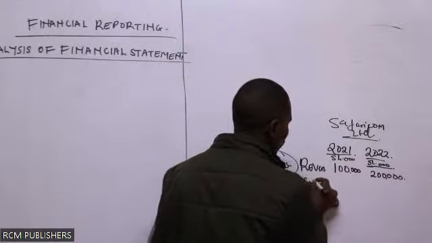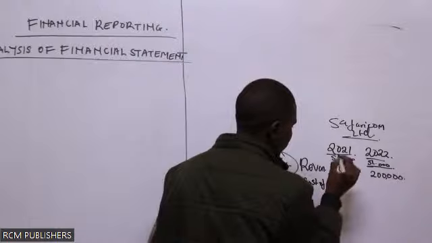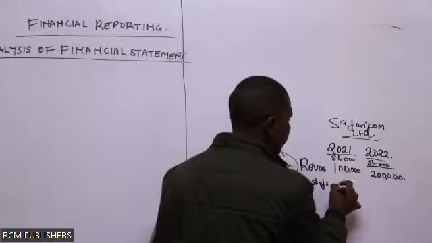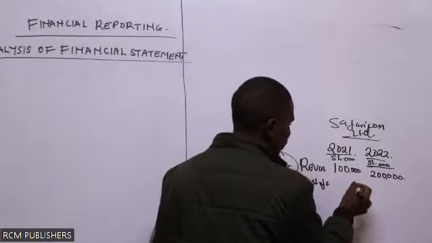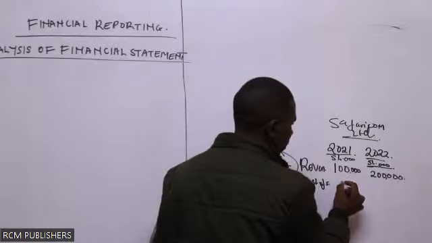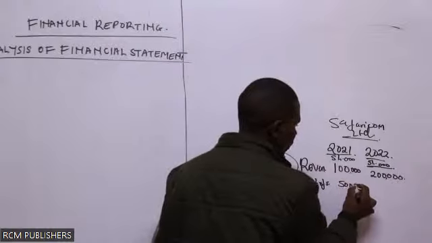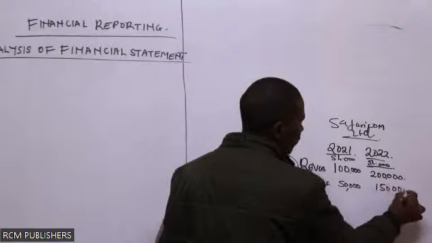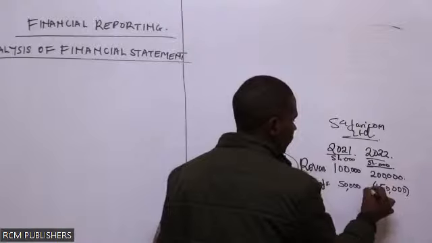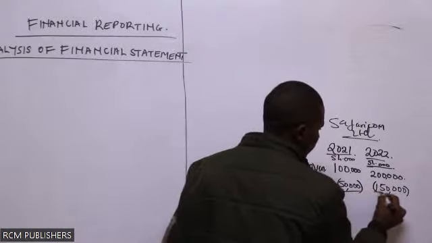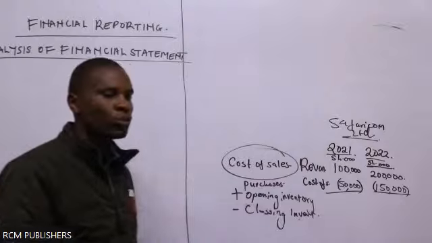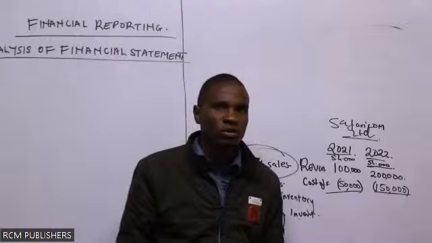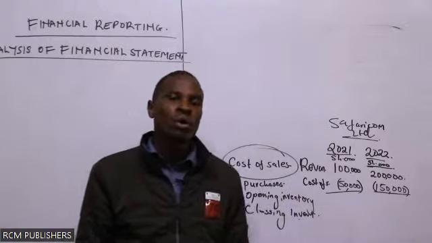Then we go to cost of sale. Assume in this period under 2021, we had cost of sale of let's say 50,000. And then in 2022 we had a cost of sale of 150,000. I want to show you how the cost of sale does affect our revenue or sales.